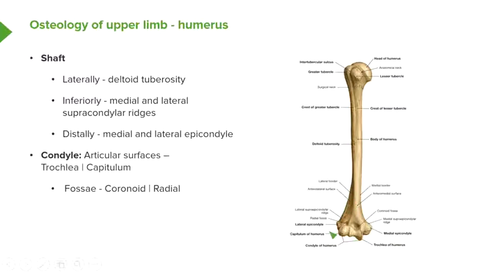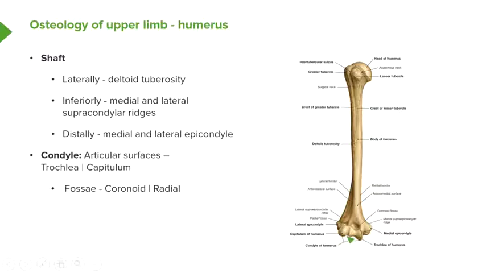Most distally, the humerus dilates into two condyles of the humerus, and these form the articular surfaces that articulate with the radius and the ulna, and these articulations form the elbow joint. There's two articular surfaces. We have the trochlea, we can see here, medially, and we have the capitulum laterally. And these are important for articulating with the radius. So the radius is going to articulate with the capitulum, and the ulna is going to articulate with the trochlea of the humerus. So these form two important articulation sites.